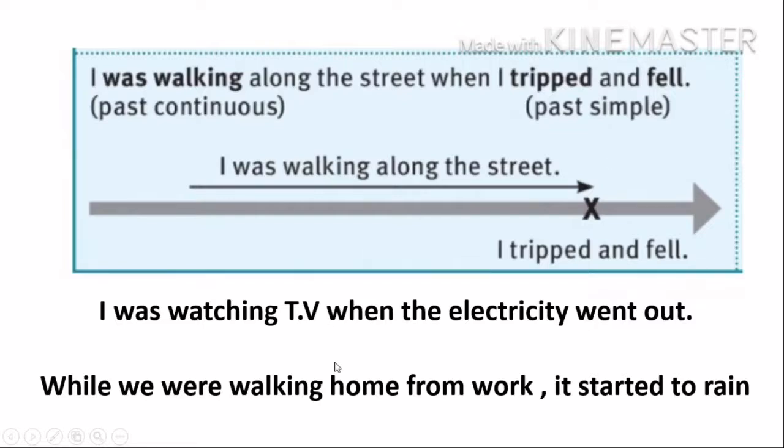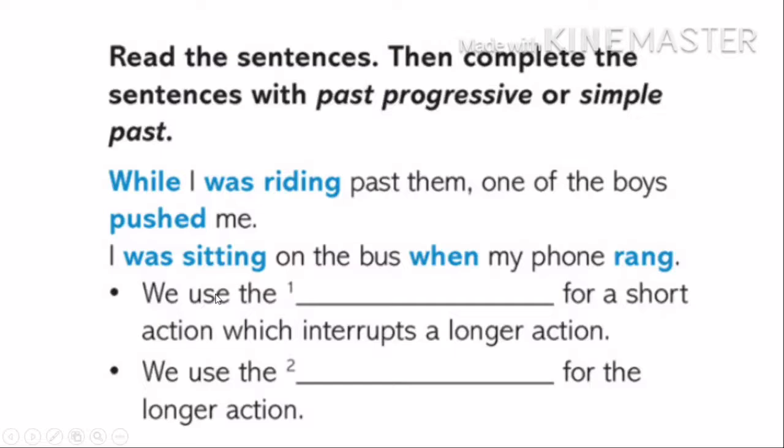Okay, well, so let's practice now. It's time to practice. Remember that this is the first part. The second part, we will see next week. Let's practice with past continuous and past simple with narrative tenses. Write this in your notebook. While I was riding past them, one of the boys pushed me. I was sitting in the bus when my phone rang.